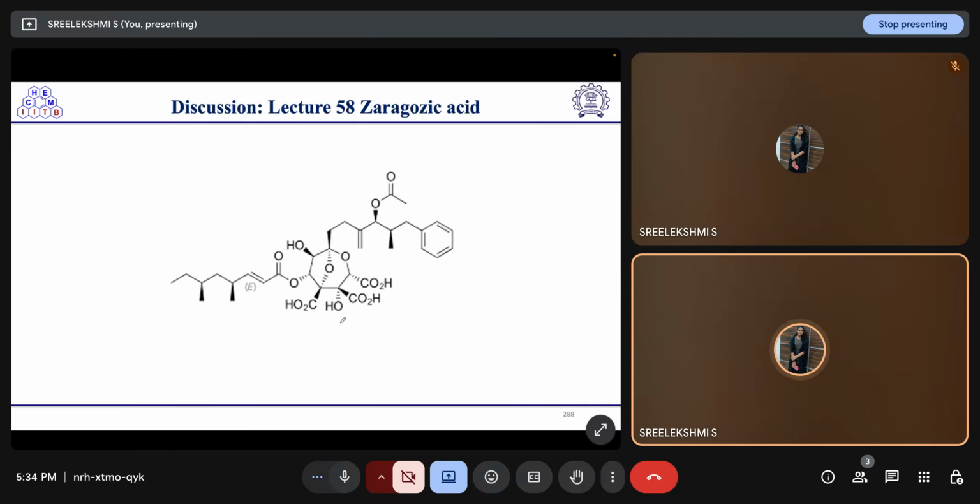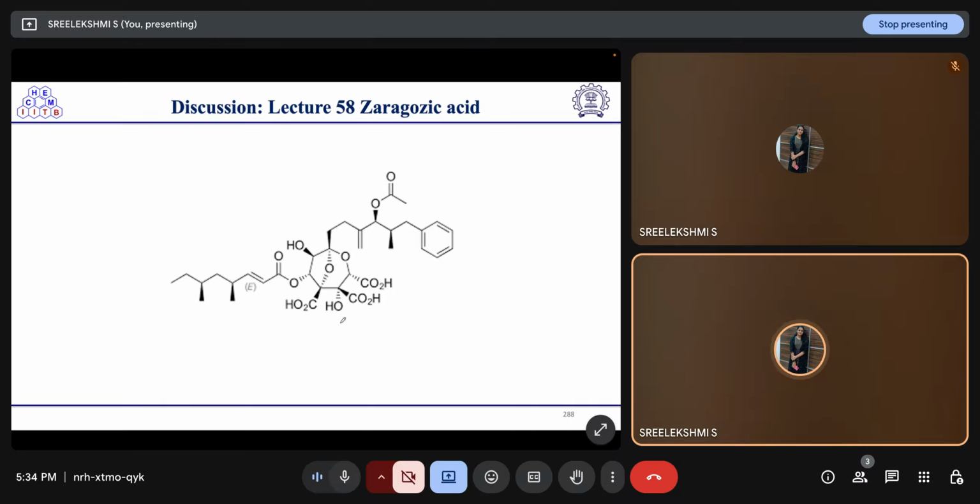Zaragozic acid A was extracted from a sterile fungal culture, while Zaragozic acids B and C were isolated from a fungal strain identified as Leptodontium elatius. Zaragozic acids A, B, and C exhibit potent inhibitory activity toward rat liver squalene synthase with apparent Ki values from 29 to 78 picomolar.